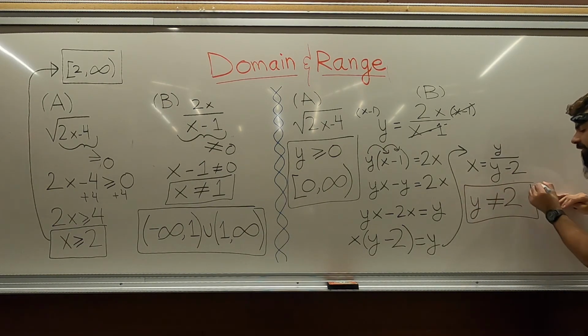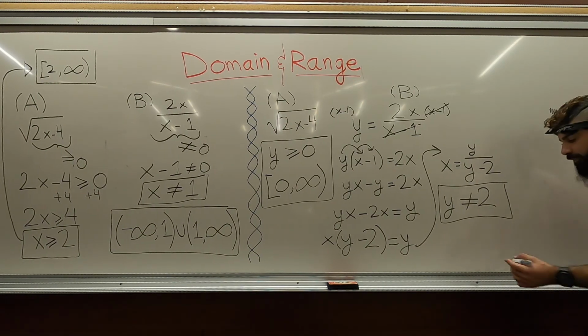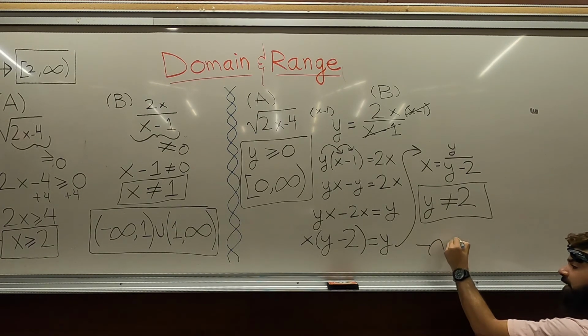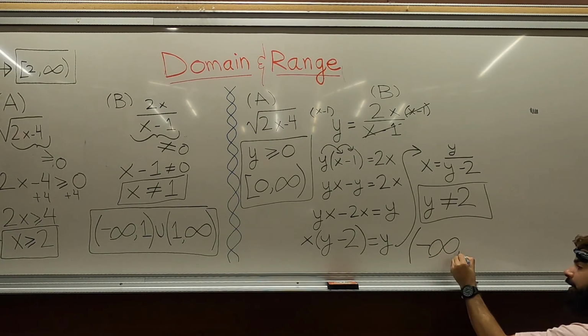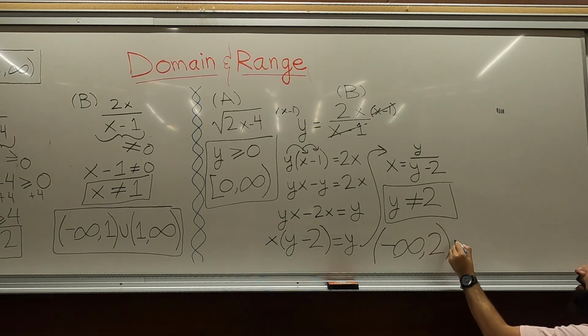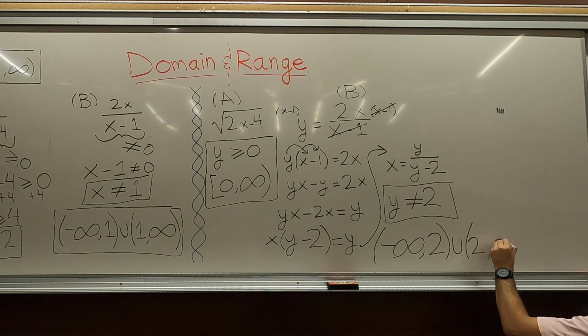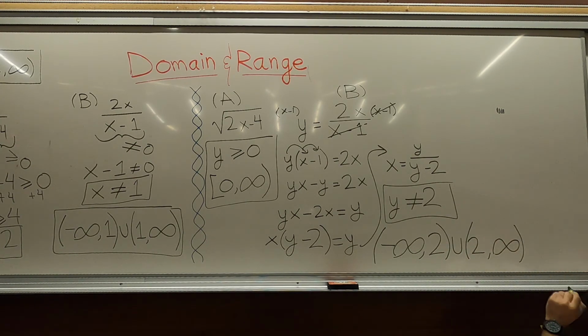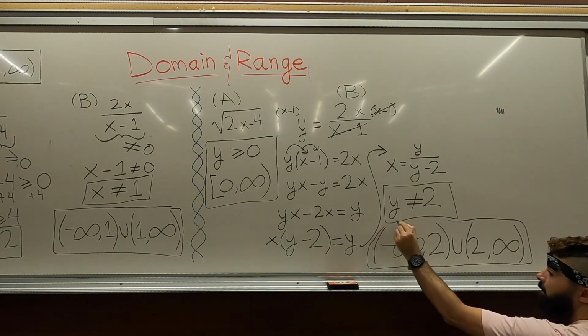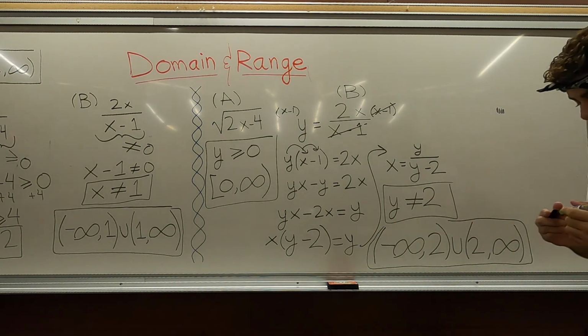That is the range here. And we're going to go ahead and do the set notation for that as well. So we're going to start from negative infinity, go all the way to 2, and union from 2 on to infinity. That is the set notation for the range for example B. And that is domain and range.